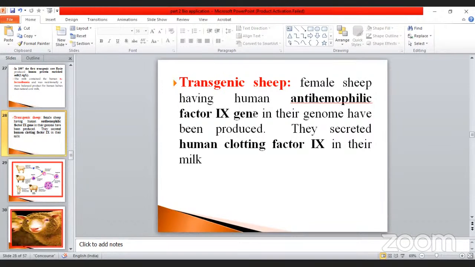They secrete human clotting factor 9 in their milk. So when we are consuming this type of milk, what happens? We cannot suffer from a lack of anti-hemophilic factor, the blood clotting factor. You will get it. That is very, very important, my dear students. Okay, so see the next one.